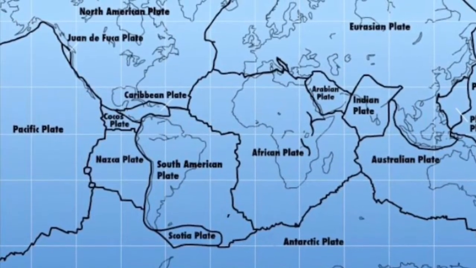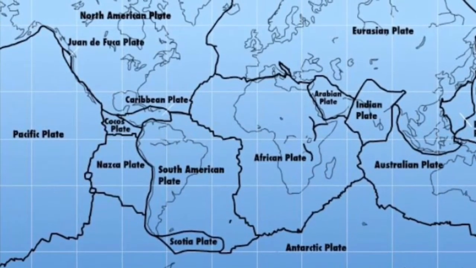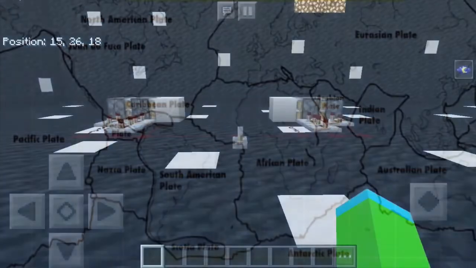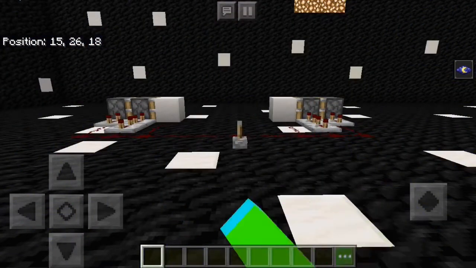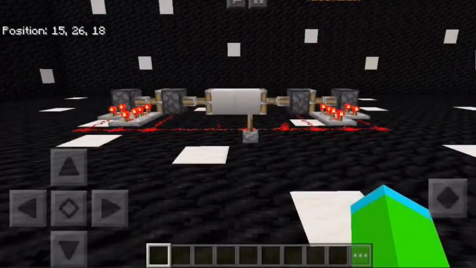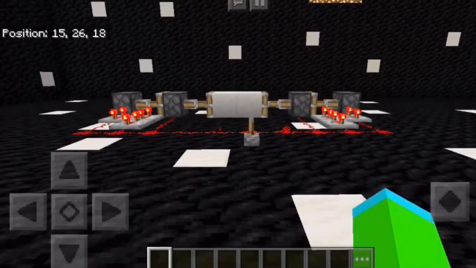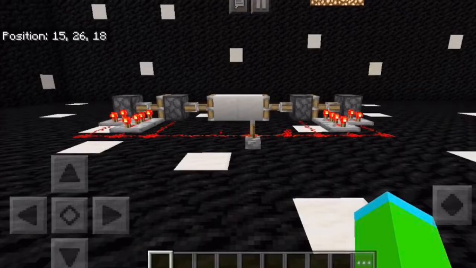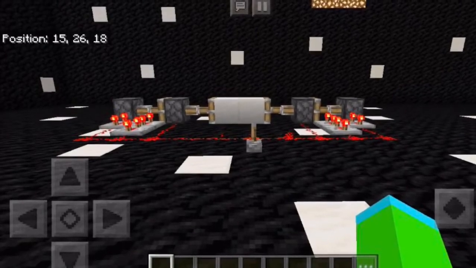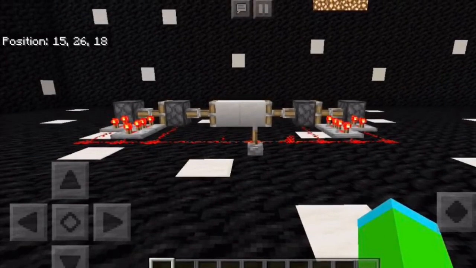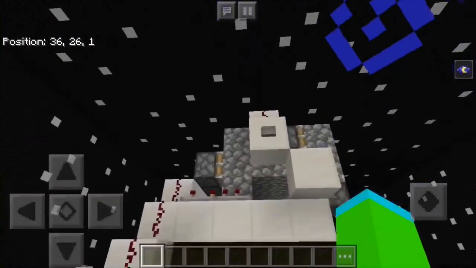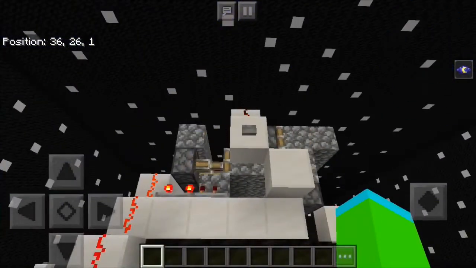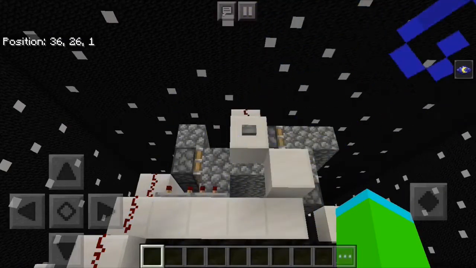Tectonic plates are segments of the Earth's crust. There are 3 types of plate boundaries. There are convergent boundaries, which is where 2 plates move towards one another. There are divergent boundaries, where 2 plates move away from each other.